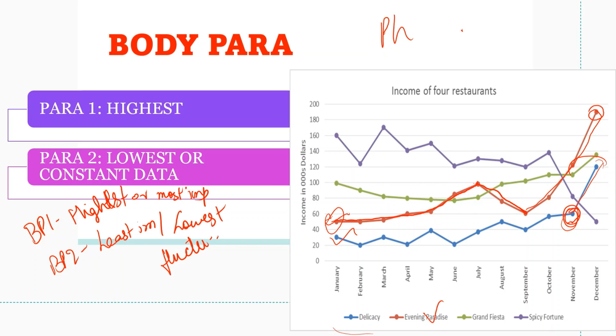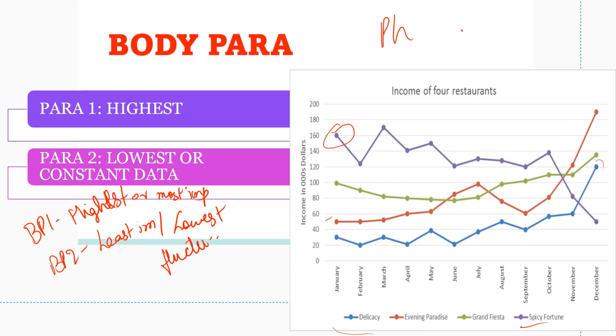Now I will move to BP2 and I will start with the one that saw the lowest, or ended in the lowest way. So here we are going to see this one, that is the spicy fortune, which started at 160 but went down to near 40. So this is the one that saw a drastic change but in a downward direction, a downward trend it showed.